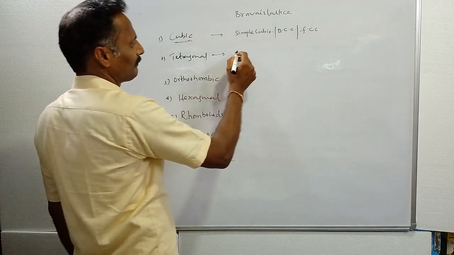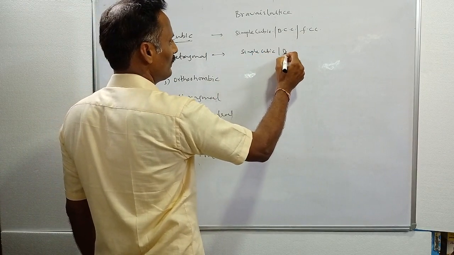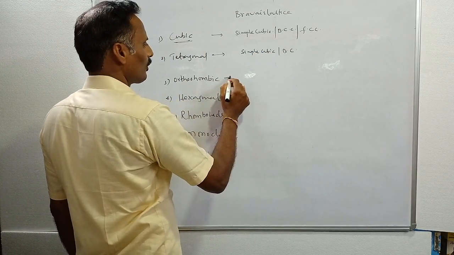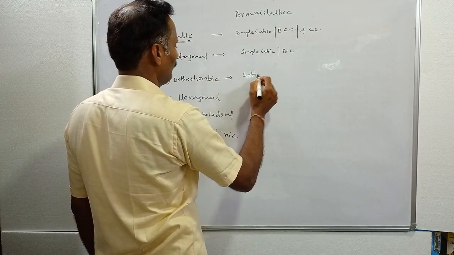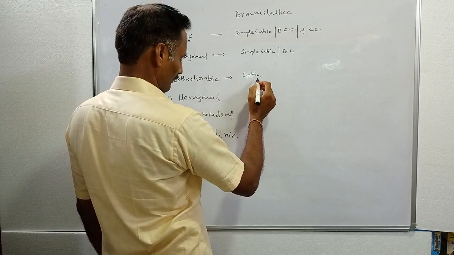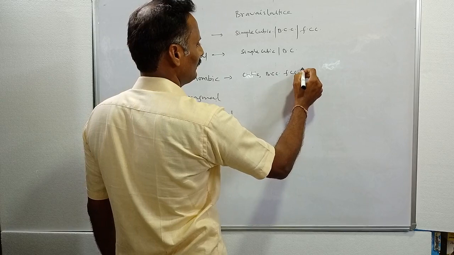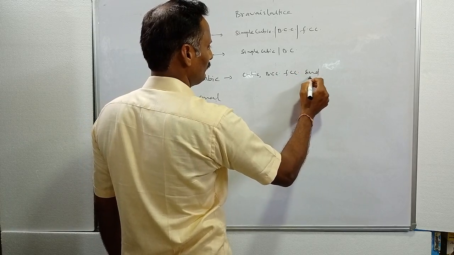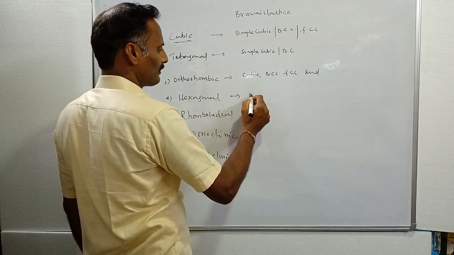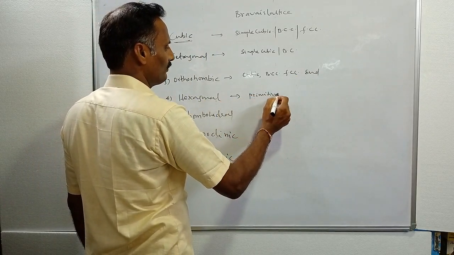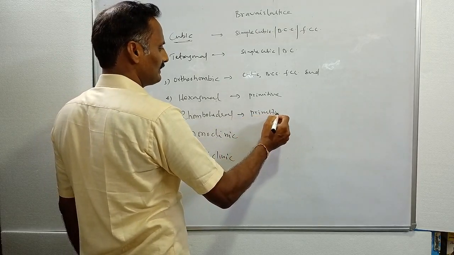And tetragonal, here you come across one is a simple cube, and also you come across body centered cubes. And orthorhombic has 4 types of Bravais lattices: one is simple, one is BCC, body centered, one is face centered, one is end centered. There are 4 types of Bravais lattices. And hexagonal has only a primitive unit cell. And rhombohedral has only a primitive unit cell.